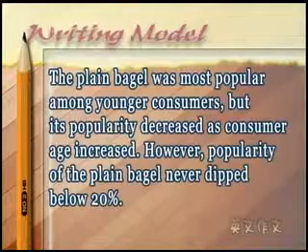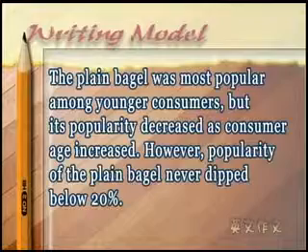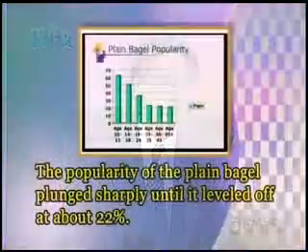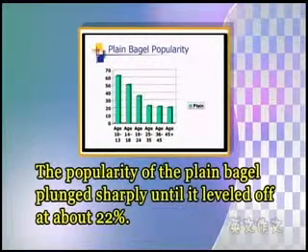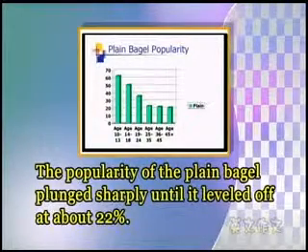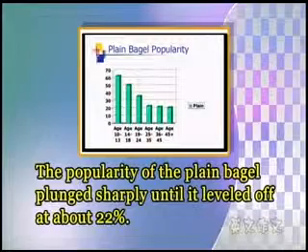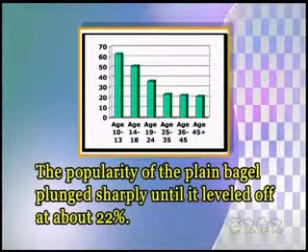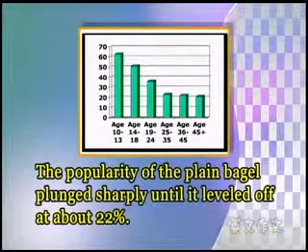All right. Now, another way to write about information is to describe the shape of the data. So let's isolate the plain bagel data from our chart. And so when we look at the shape of this, we can see that the popularity of the plain bagel is falling.